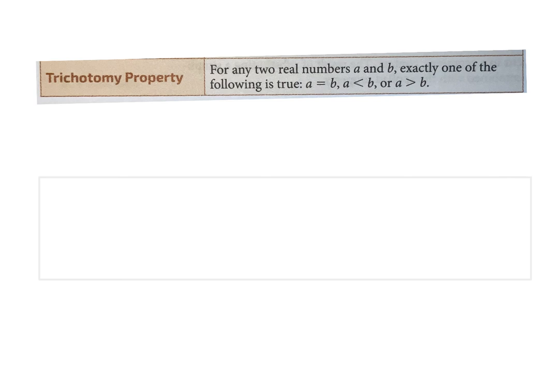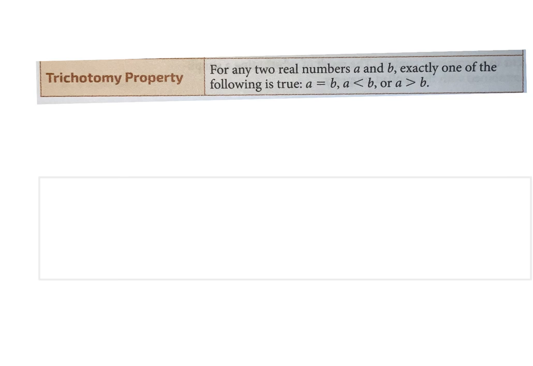One more property that is not there is trichotomy property. For any 2 real numbers A and B, exactly one of the following is true. They either equal each other, A equals B, A is less than B, or A is greater than B. Those are my only options when I'm given 2 numbers. They either equal or they are an inequality, with A being larger or A being smaller than B.